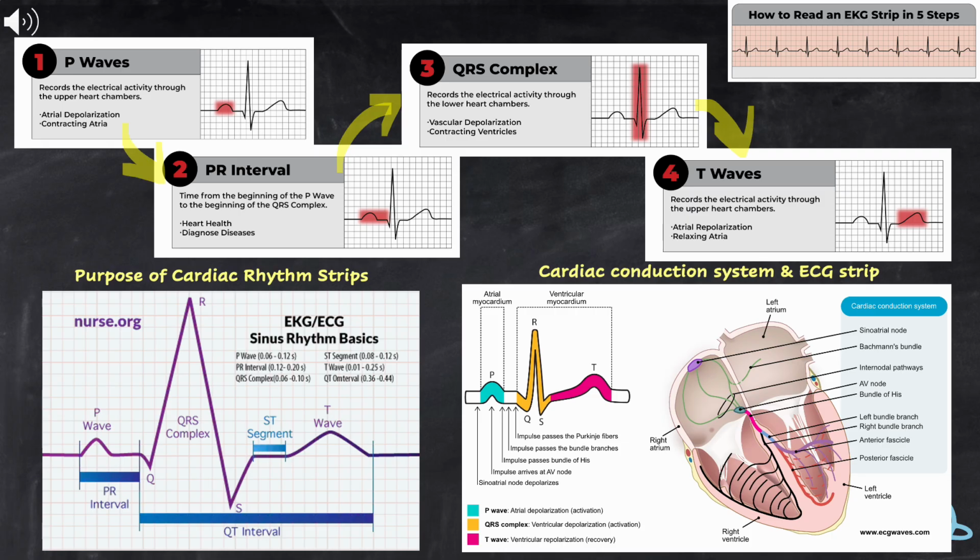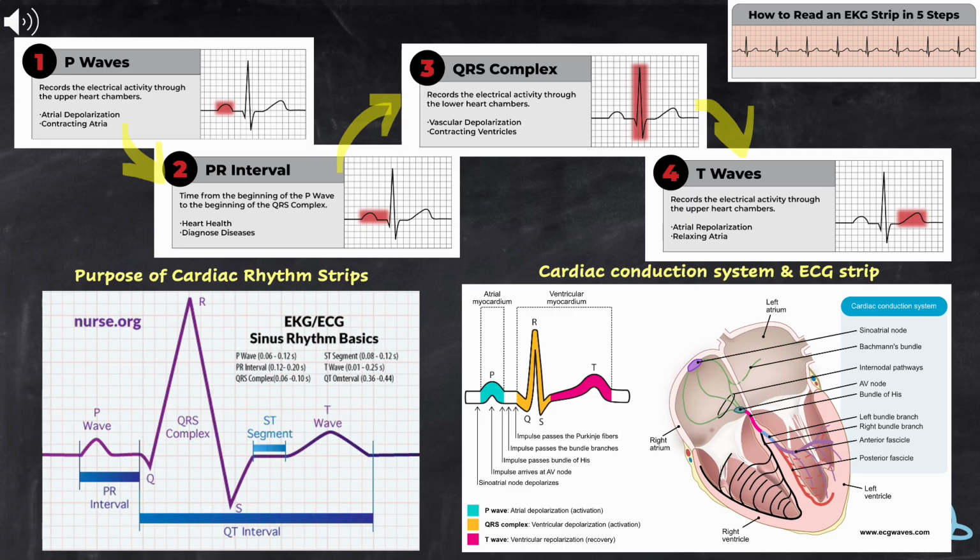Cardiac rhythm strips give us visual information about heart rate, rhythm, and electrical conduction. This helps us understand how effectively the heart is beating and whether blood flow and perfusion are being maintained. Interpreting rhythm strips isn't just about naming the rhythm. It guides clinical decisions, such as when to control heart rate, when anticoagulation is needed, or when a rhythm requires urgent intervention.